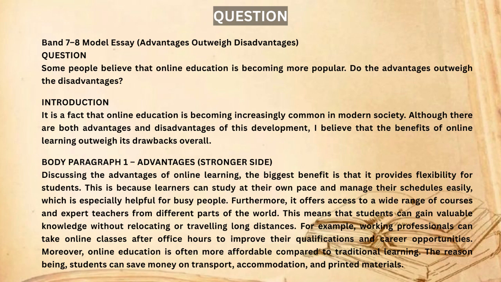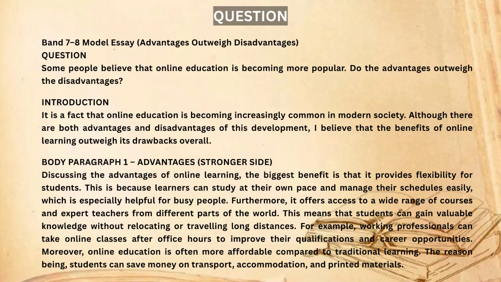Now look at the introduction. It starts with a clear topic sentence. It is a fact that online education is becoming increasingly common in modern society. Then it shows both sides briefly. Although there are both advantages and disadvantages of this development, and most importantly, it gives a clear opinion. So, I believe that the benefits of online learning outweigh its drawbacks overall. So, this is a perfect band 7 plus introduction because it is formal, clear and directly answers the question.